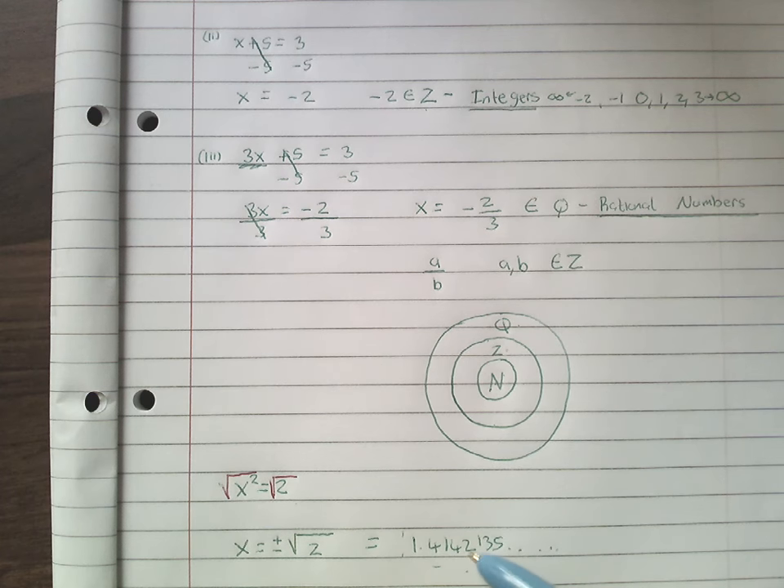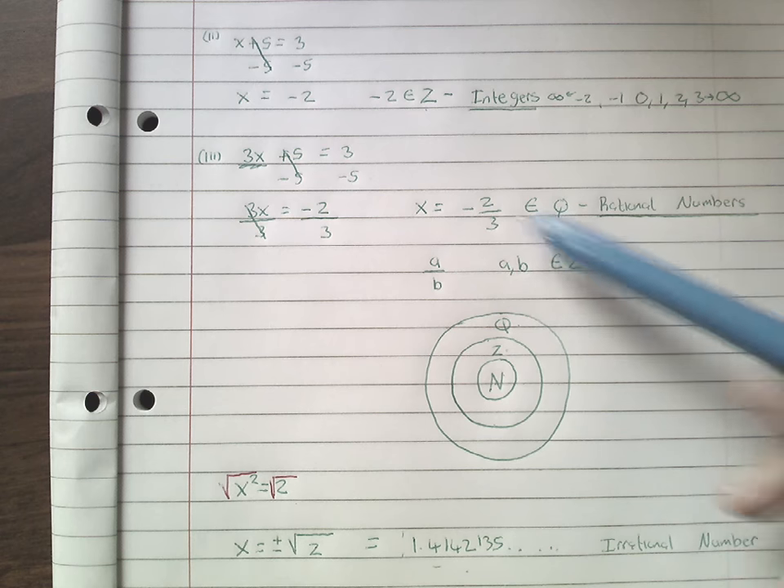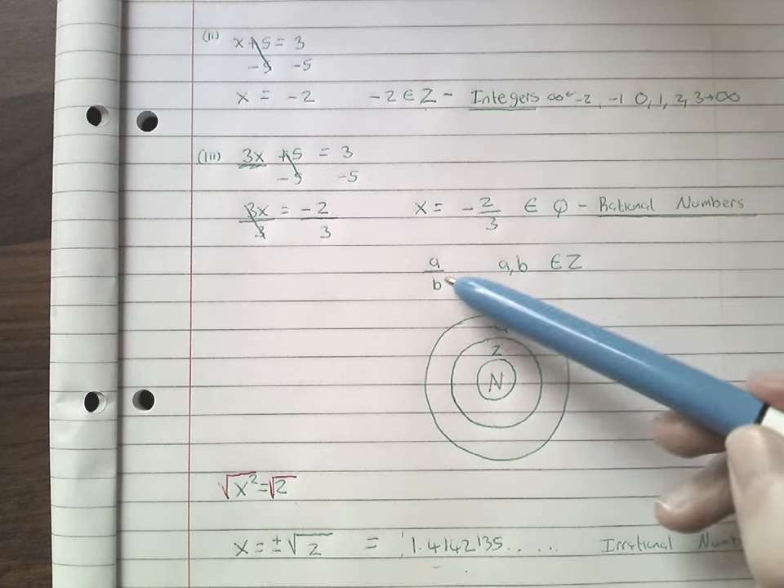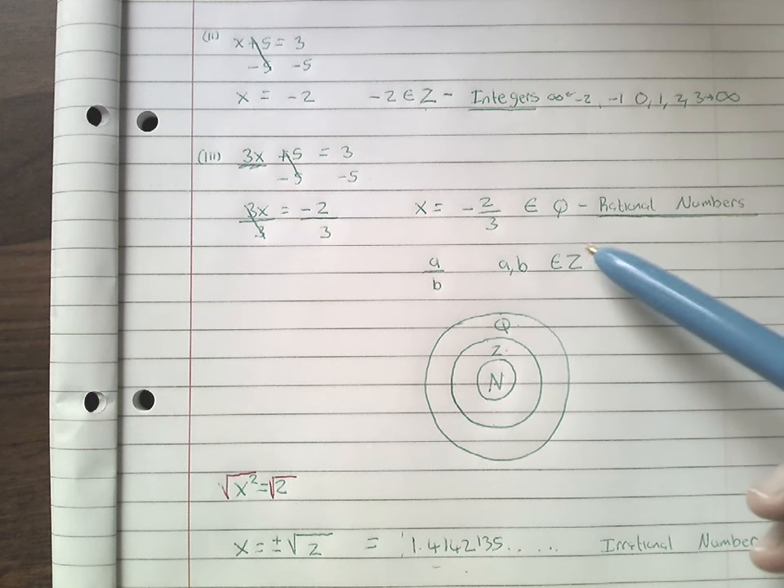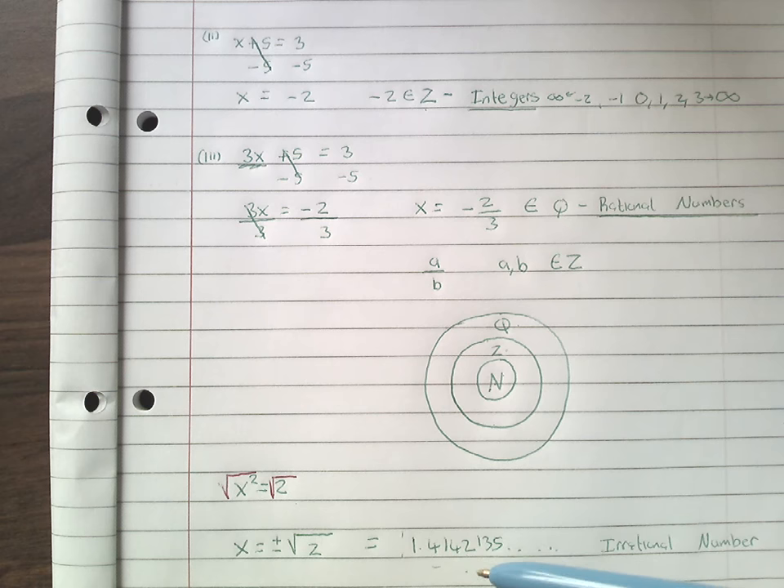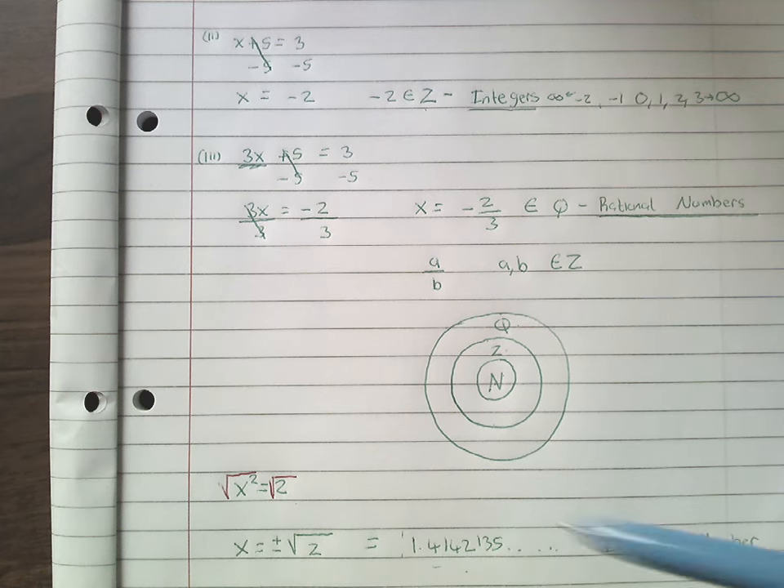this type of number is what's called an irrational number. It's an irrational number because it can't be written in this form here: a over b, where a and b are integers. So you can't write it in this form. Again, this is what's known as an irrational number.